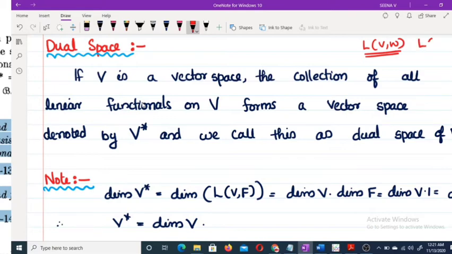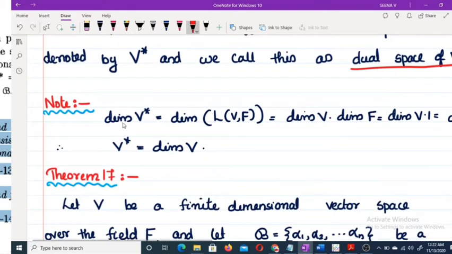Here the set of all linear transformations from V to F also forms a vector space, and this space we are denoting as V star, and it is called the dual space of V. The collection of all linear functionals is denoted as V star.